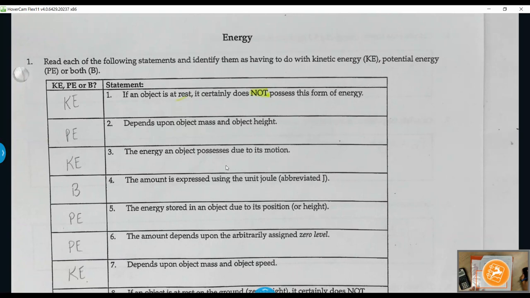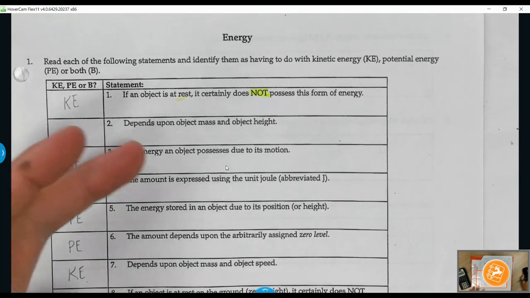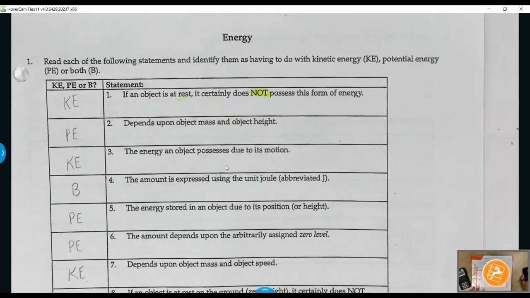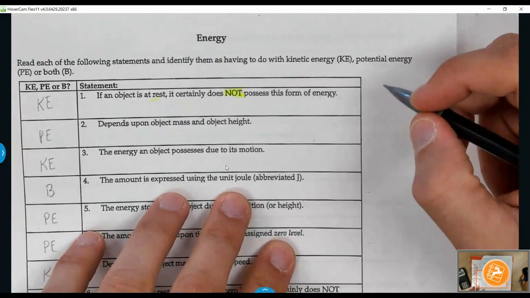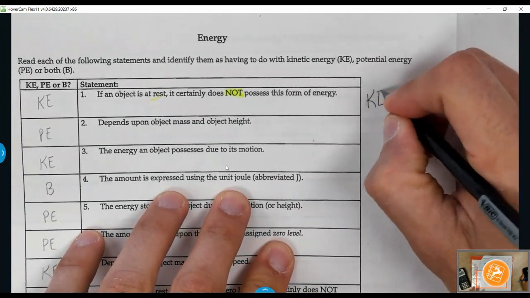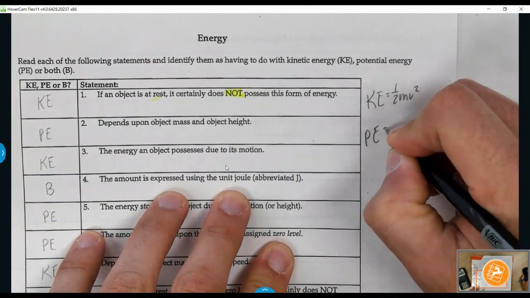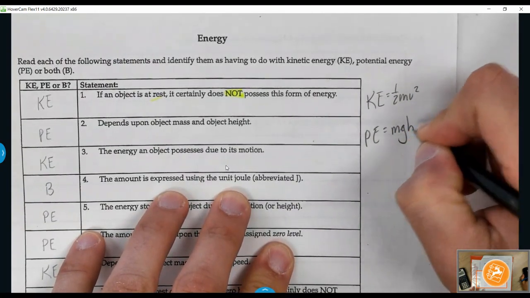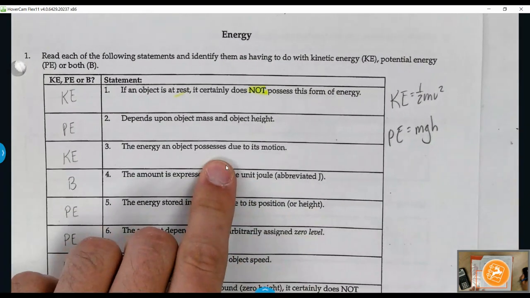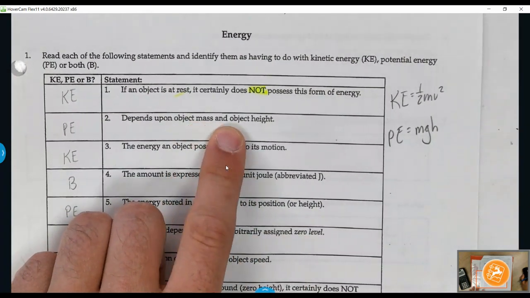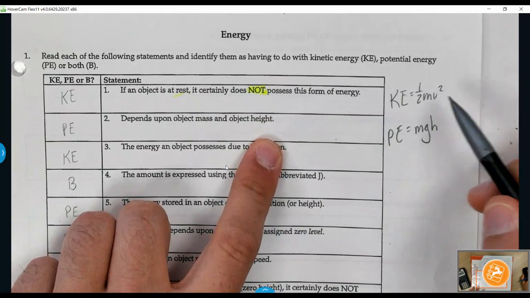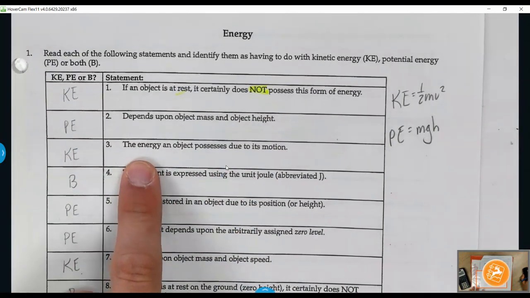Number two, this is going to depend on the mass and height of the object. I had a couple people put both because they read the mass and said yes, potential energy and kinetic energy both have m in the equation, 1/2 mv squared, and gravitational potential energy. They both have mass, but this one is saying mass and height, where kinetic energy does not have height, so it has to be just PE.